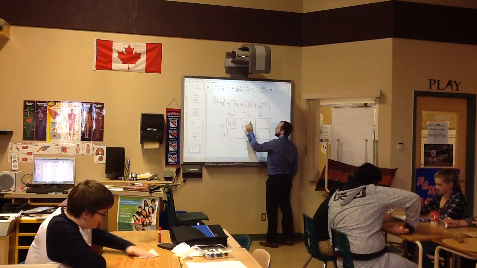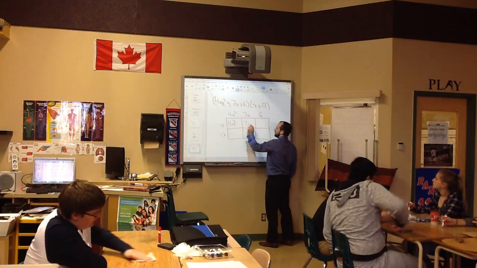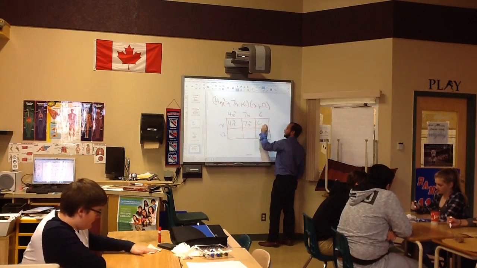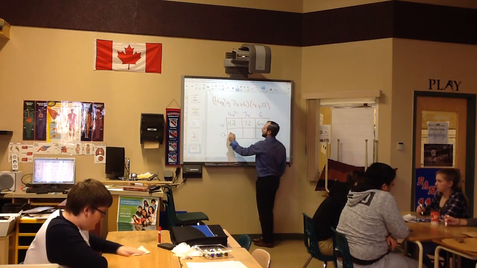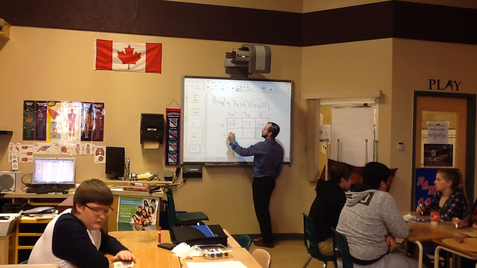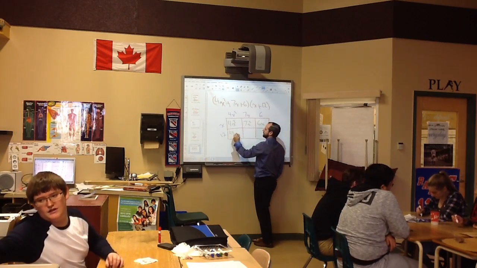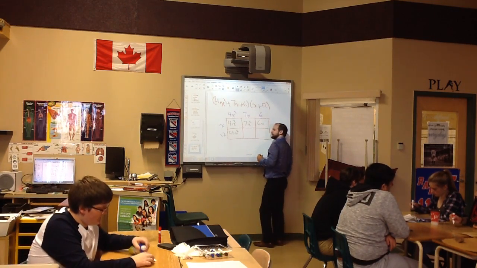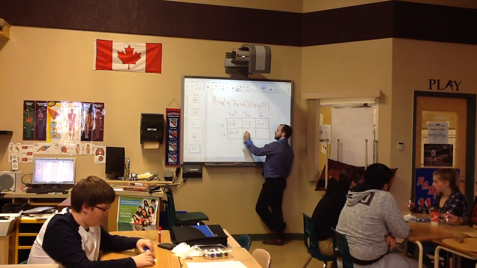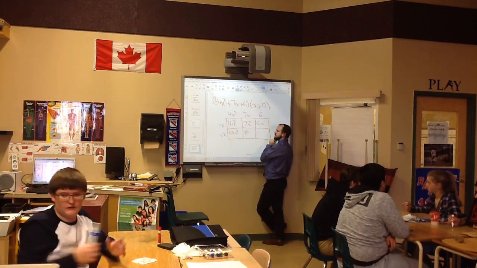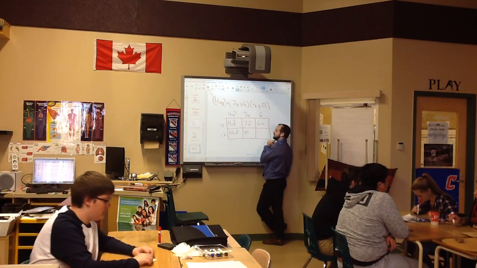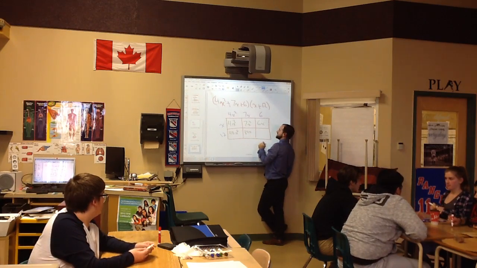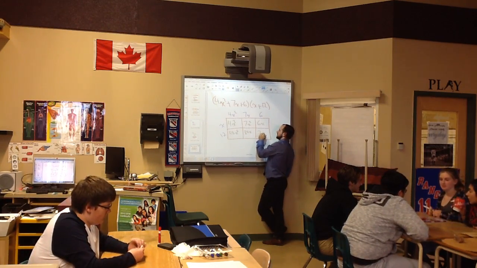7 times 1 is 7. How many x's do I have in this group? 2. 6 times 1 is 6. How many x's? 1. 12 times 4. How many x's do I have? 12 times 7. How many x's do I have? 1. 12 and 6 is? Thank you.